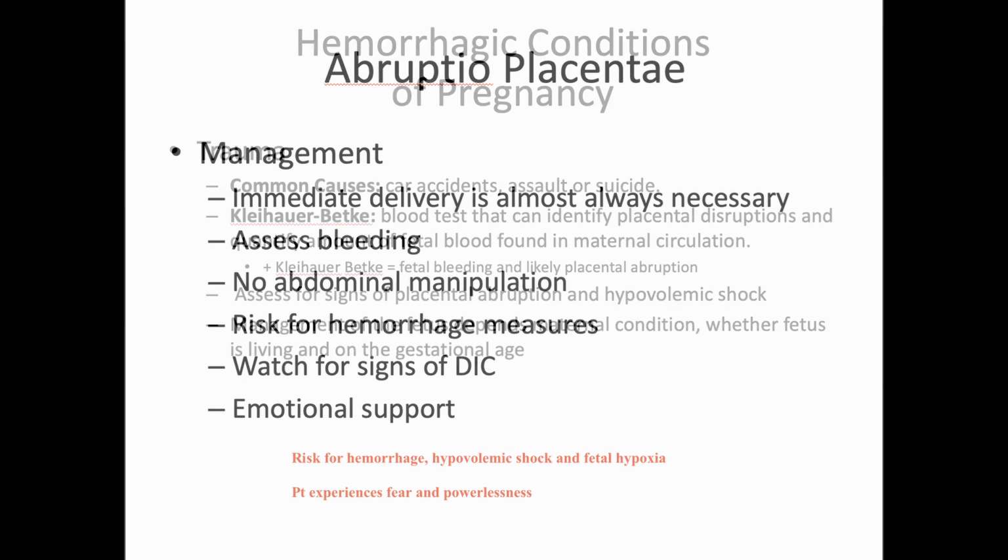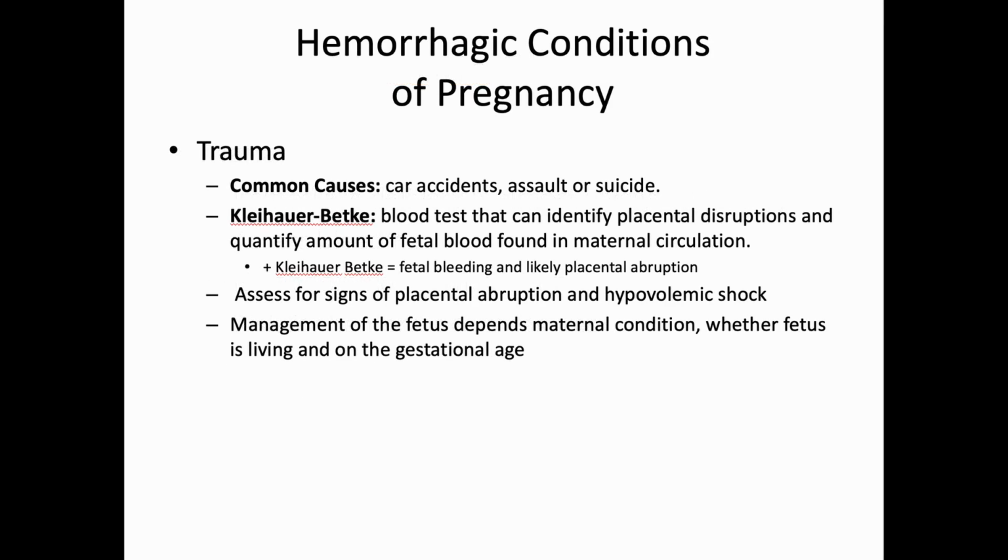So what we're concerned about with trauma, right? So a patient gets into a car accident. We learned that domestic violence is highest when a patient is pregnant, comes in, just got beat up, right? Suicide, anything that causes trauma to mom, obviously could be a hemorrhagic condition. We do have a blood test that we can do called the Kleihauer-Betke test that can identify to us that there's an issue with the placenta, that it's bleeding somewhere, right? So we can see fetal blood mixed with mom's blood, which we shouldn't really see, right? So we would do that.